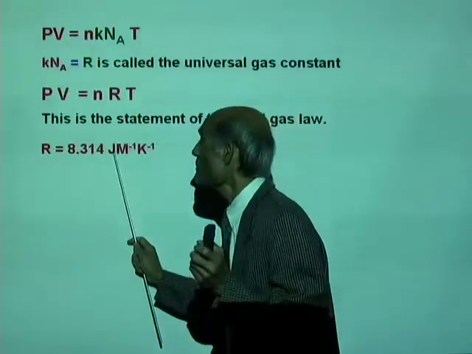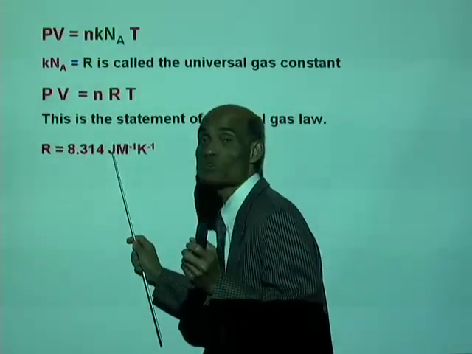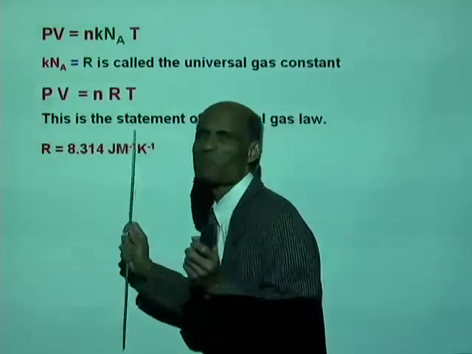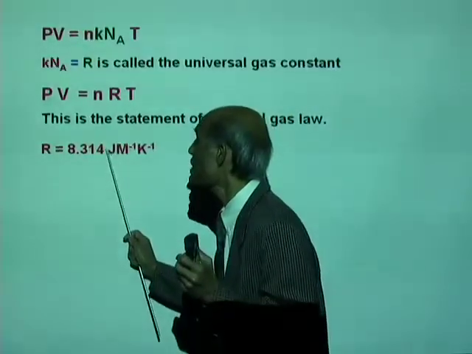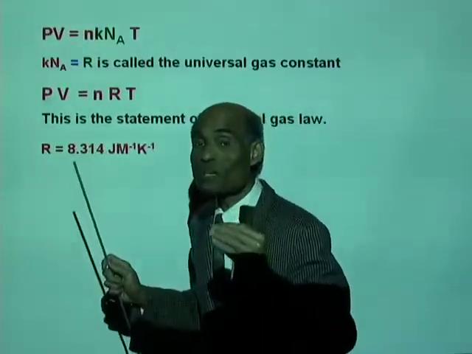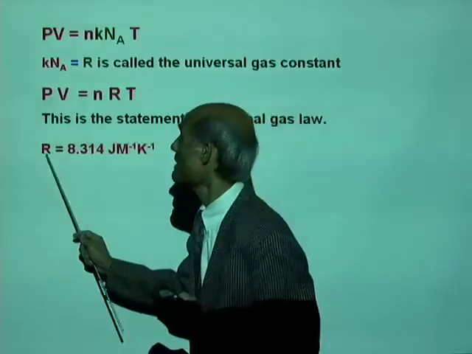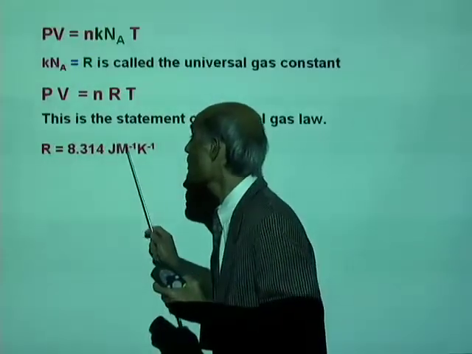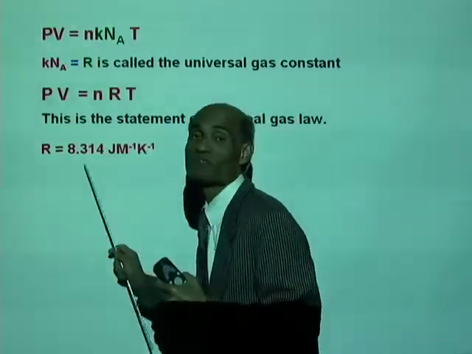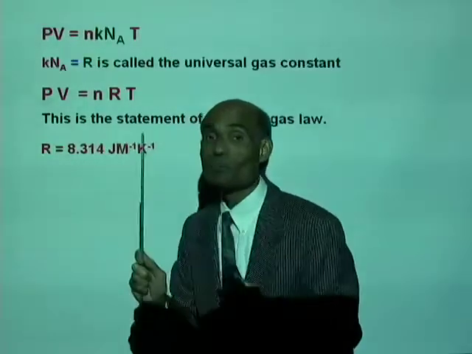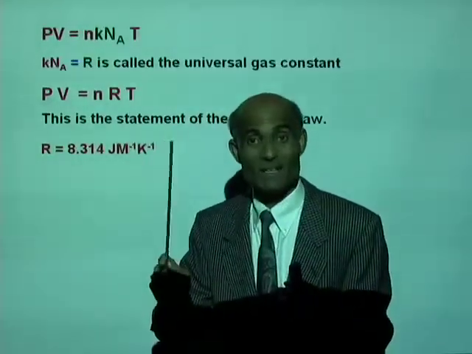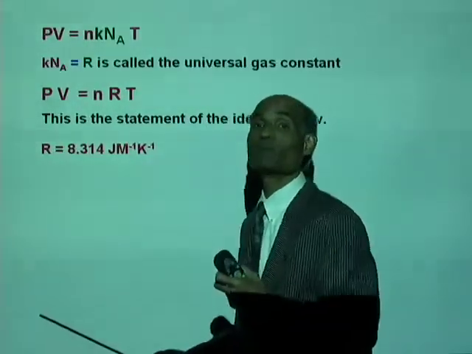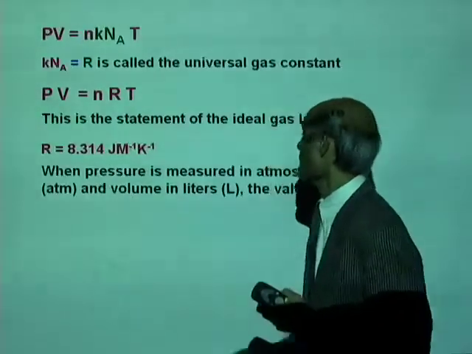Look at this. When pressure is measured in Pascal and the volume is measured in cubic meters, the value of R will be 8.314 joules per mole per Kelvin. That is the value of R when pressure is measured in Pascal, that is Newton per meter squared, and volume is measured in cubic meters.